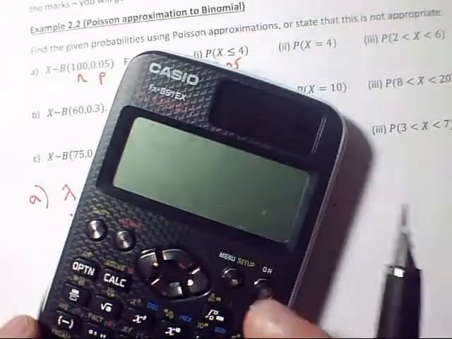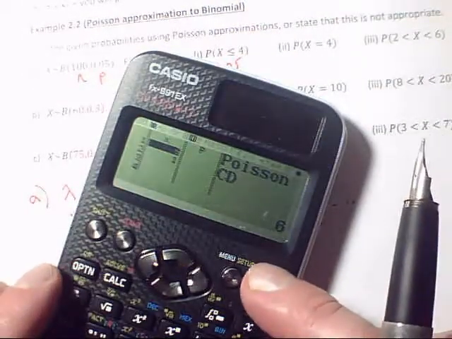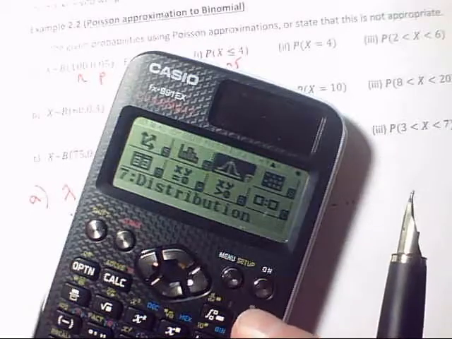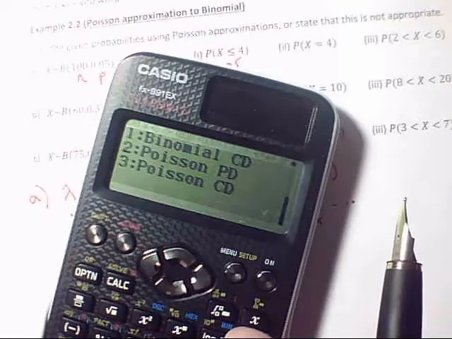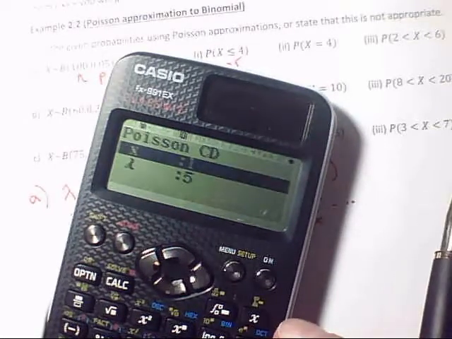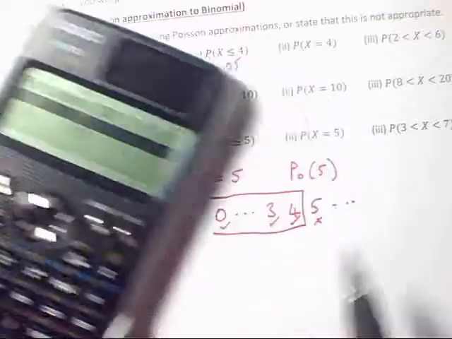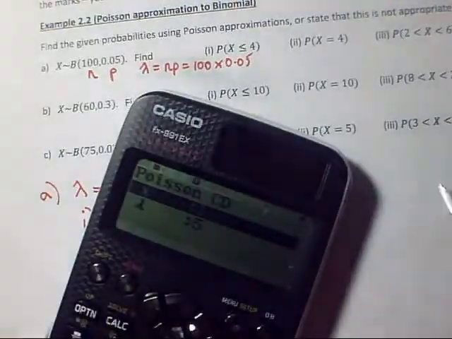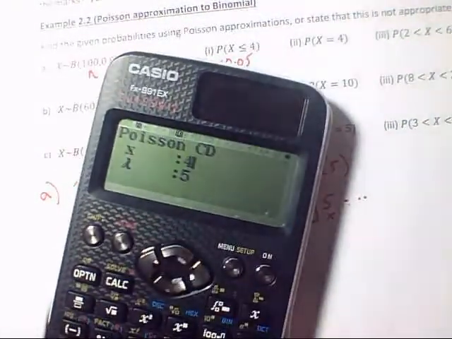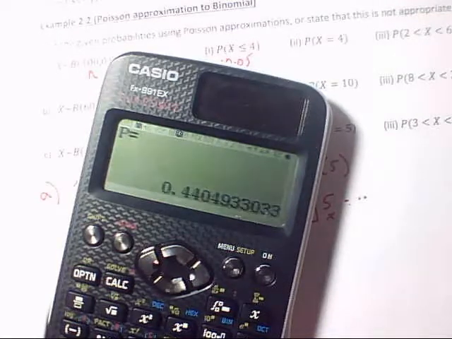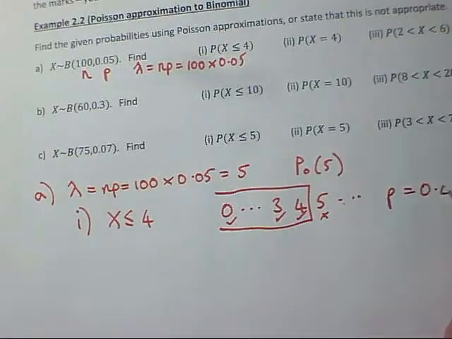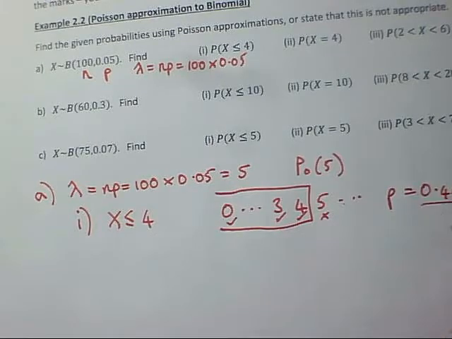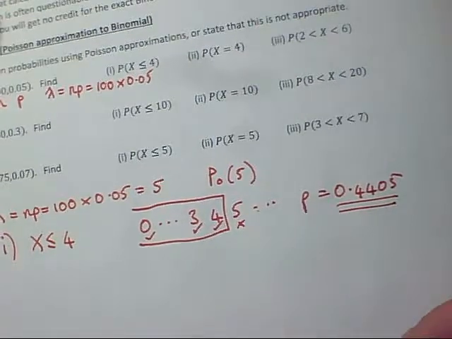So I go onto my calculator, I go onto Poisson CD, let's start again, because I think I'm just going to do the variable approach. So we have got an x value. Well, I've got values of 4 and less, so I need to put in x is 4, and my mean is 5. That was already correct. So my probability is 0.44049. So p equals 0.4405 to 4 significant figures. So that's the first part done.